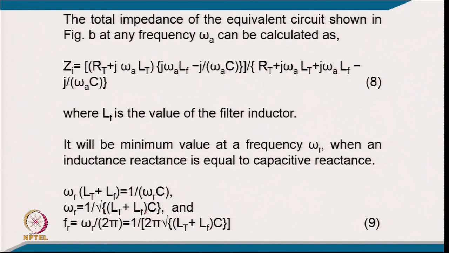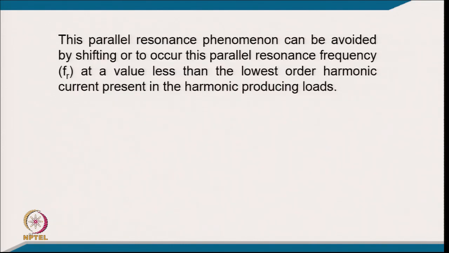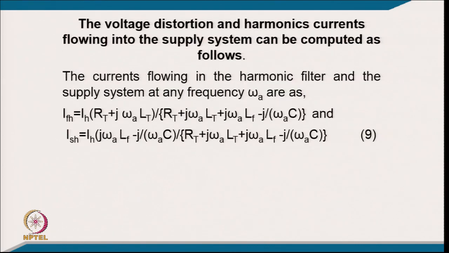From this, in place of L we have LT plus LF now, and C, and this new resonance frequency will be this. This new resonance frequency must be very far from the frequency which can really appear in the load. So, the parallel resonance phenomenon can be avoided by shifting this parallel resonance frequency FR to a value less than the lowest order harmonic current present in the harmonic producing load.